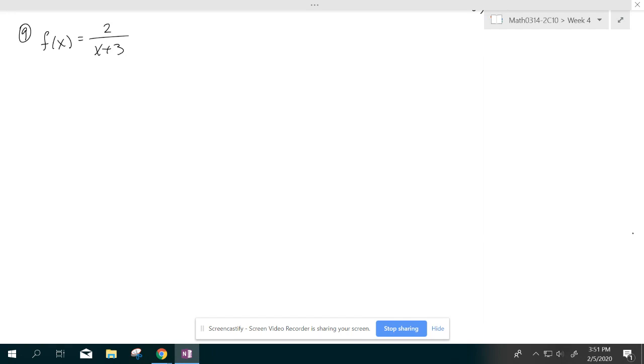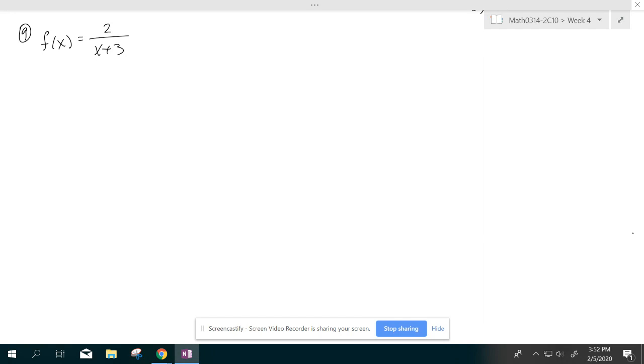But this is rational because it's got a fraction with the letter in the bottom, and we're asked to find the domain, okay? So, remember the domain are the values that x can be, right? Is there any number here that x can't be?